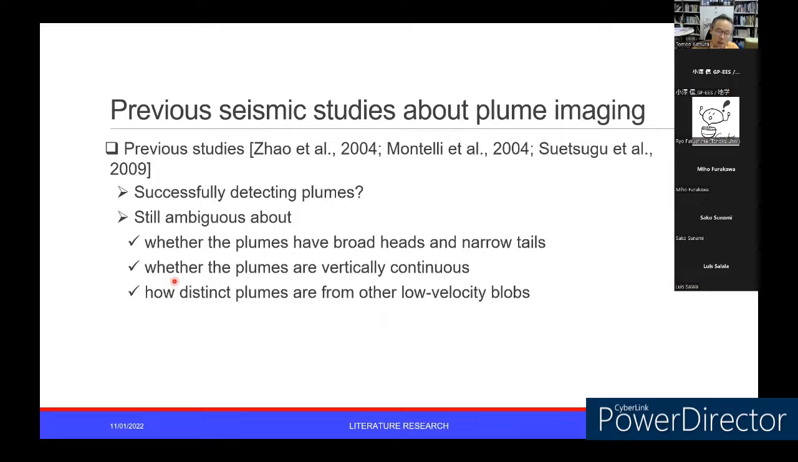Nevertheless, there are several studies that challenge the detection of seismic mantle plumes. One is Montelli et al. 2004, one is Montagner 2004, and one is Suetsugu et al. 2009. Their questions are whether plumes have broad heads and narrow tails, whether plumes are vertically continuous, and how distinct plumes are from other low-velocity zones.